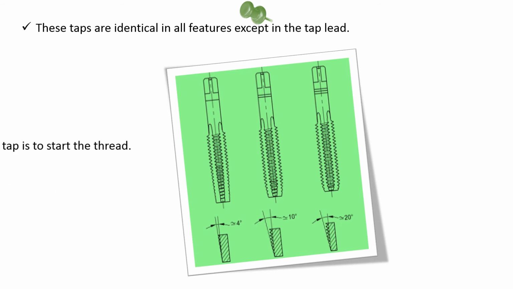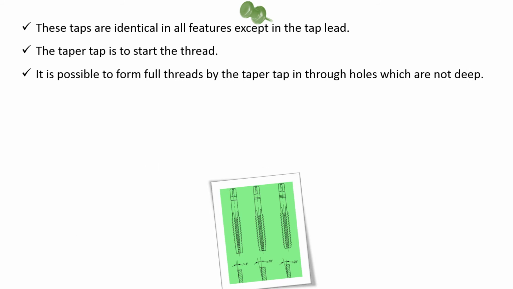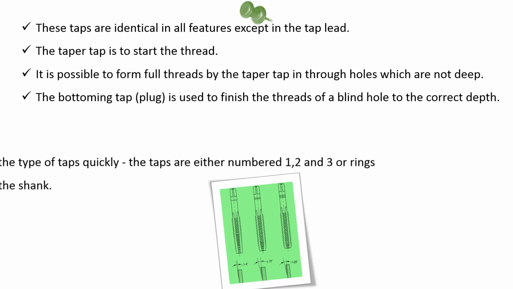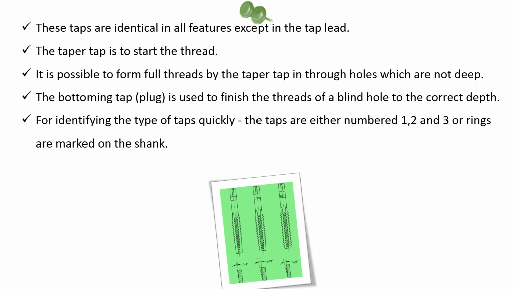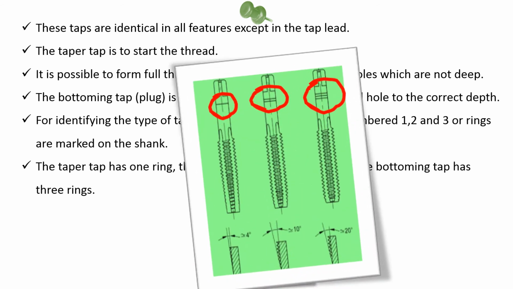The taper tap is to start the thread. It is possible to form full threads by the taper tap in through holes which are not deep. The bottoming tap, plug, is used to finish the threads of a blind hole to the correct depth. For identifying the type of taps quickly, the taps are either numbered 1, 2 and 3 or rings are marked on the shank. The taper tap has 1 ring, the intermediate tap has 2 and the bottoming tap has 3 rings.